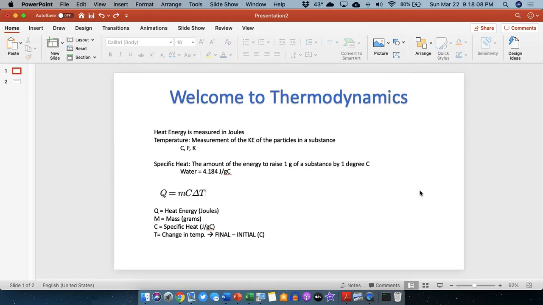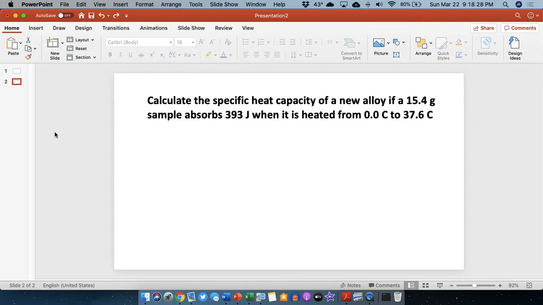And really, that's the one big equation we have to deal with here: Q equals mc delta T, where our heat energy equals our mass times our specific heat times our change in temperature. Now, how does this look in the real world? Let's put it to a problem and find out. So let's say we are asked to calculate the specific heat capacity of a new metal alloy if a 15.4 gram sample absorbs 393 joules when it is heated from 0 to 37.6 degrees Celsius.